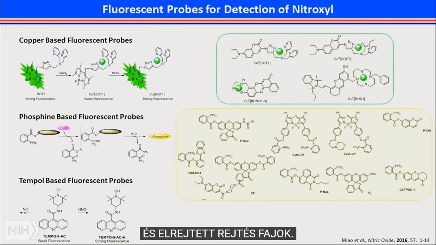But one of the disadvantages of this probe is that it can also be reduced by thiols. So cysteine will actually show fluorescence with this probe. There has been a lot of research going on in this field, and this compound, which was recently published, does not show reactivity towards thiol and shows much more specificity for HNO.